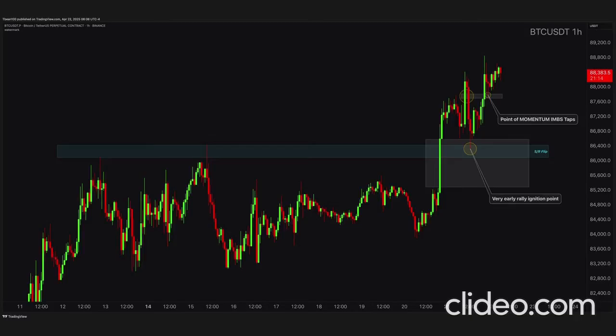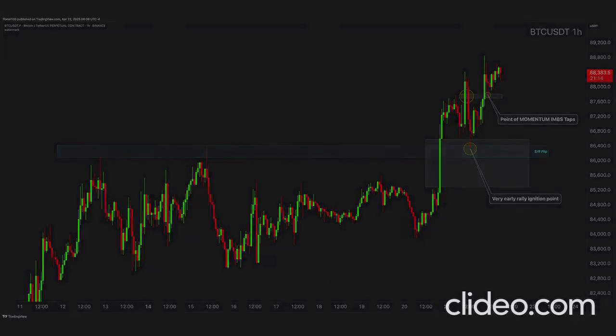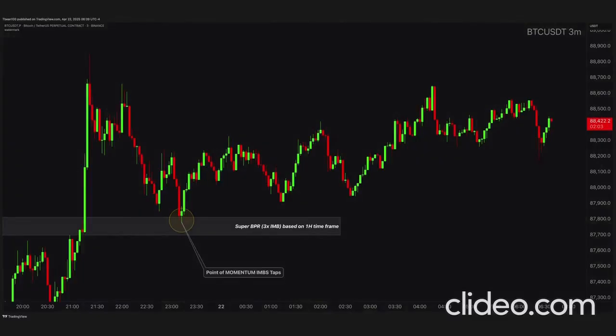Now let's get back to our recent trade idea again. So back to today, down to the lower time frames like this 3-minute chart. Price taps into this super BPR location combined with a multi-imbalance point. You already know that. With our deepest low, market structure changes as you can see.